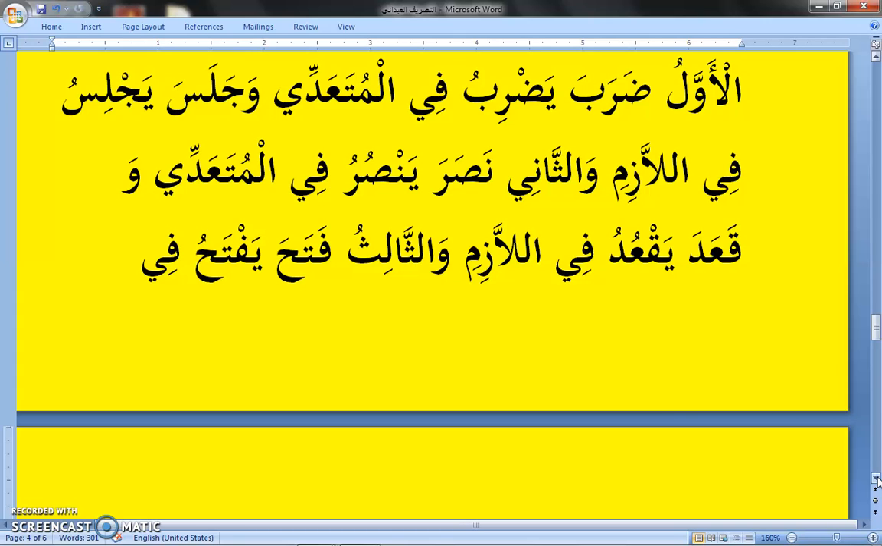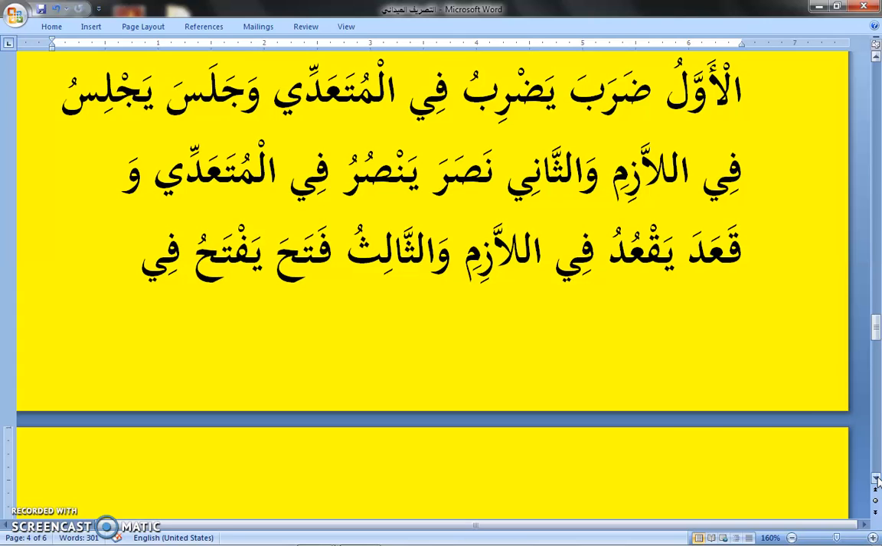Daraba yadribu is muta'addi. Wa jalasa yajlisu. Jalasa, he sat. Yajlisu, he is sitting. The wazn is fa'ala yaf'ilu. That is fathu kasri also. Jalasa is lazim. Lazim is a verb that doesn't require an object.